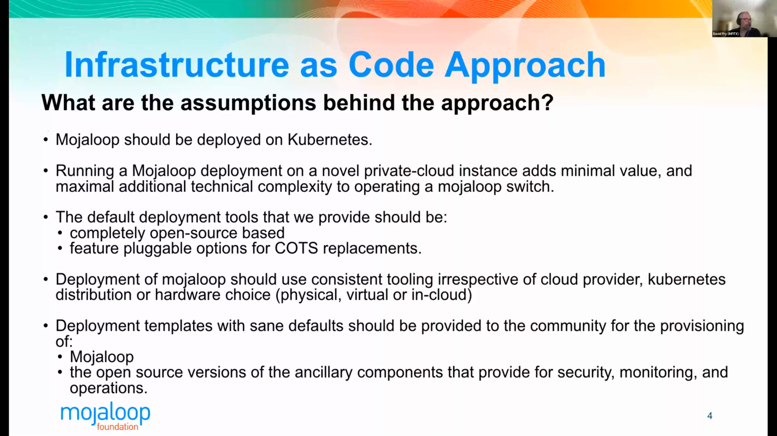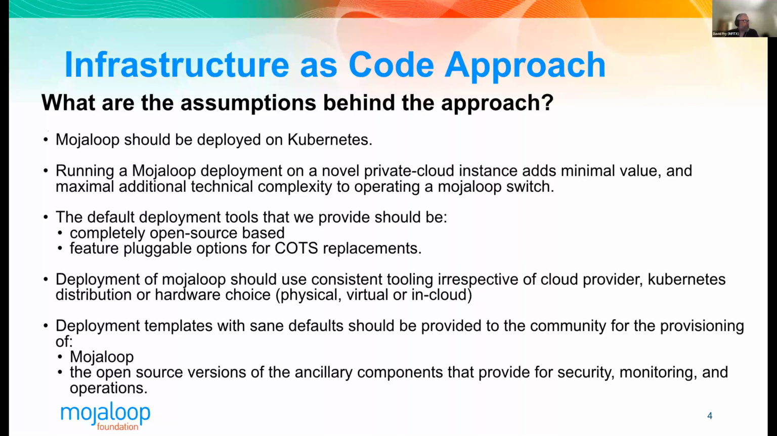So regarding the actual Kubernetes cluster that we build, the deployment of the Mojaloop solution should use consistent tooling, irrespective of which cloud provider or Kubernetes distribution we use. And in addition, what's the hardware that's on-prem or in the cloud? So we should have consistent ways of deployment that allow us to hide the fact of how the Kubernetes cluster was built in the first place. And that will allow for the most reuse in terms of the IAC that deals with the application deployment.